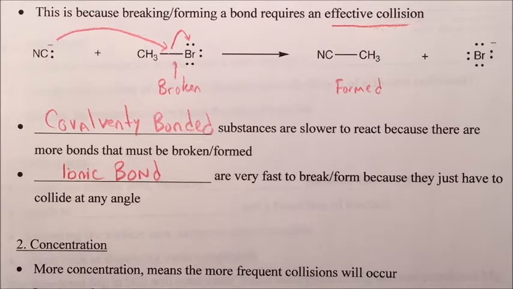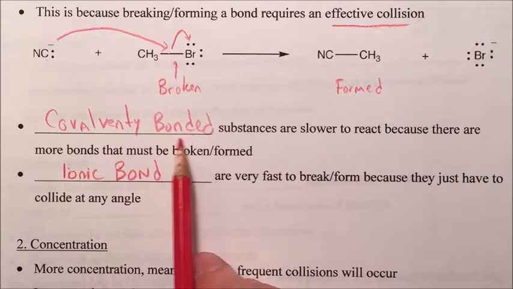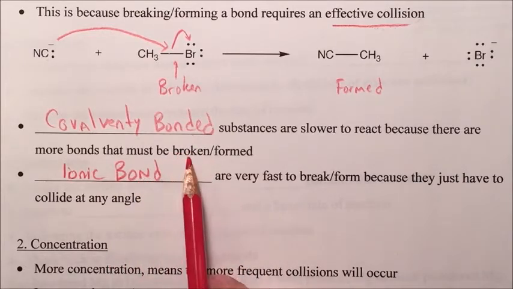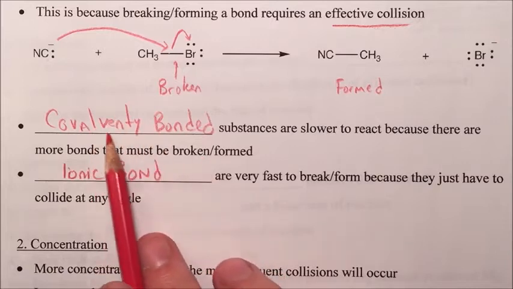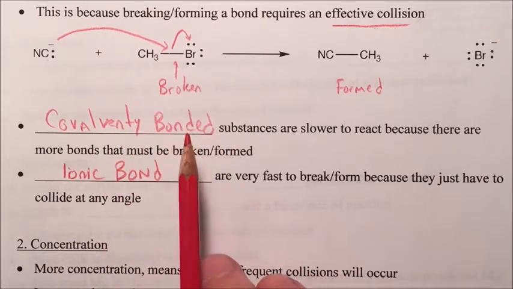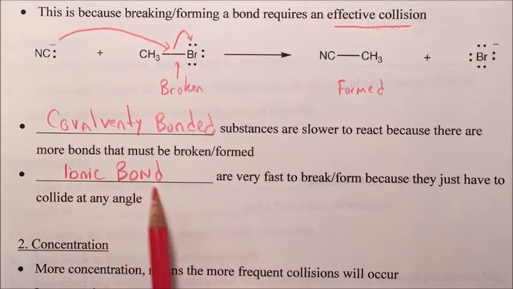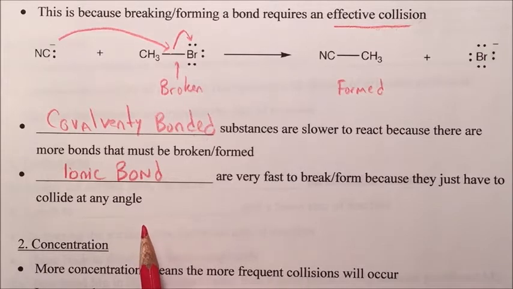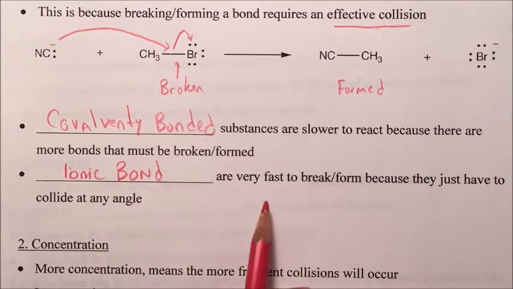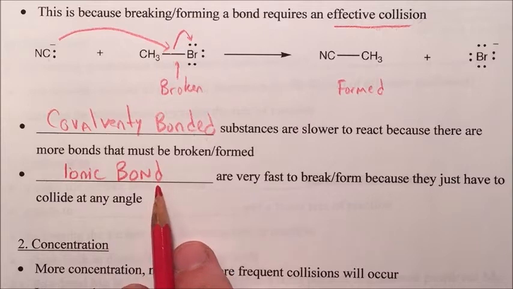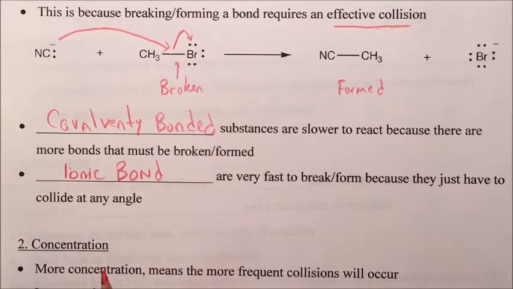So what we generally find is that covalently bonded substances are slower to react because there are more bonds that must be broken or formed. So if we have a covalent bond, this is the instance where it would probably occur slower. On the other hand, ionic bonds are going to occur fast because they can collide at any angle. They are ions. As long as the charges interact, there's not necessarily going to be a bond to slow us down. So ionic bonds are going to dissolve faster than covalent bonds.